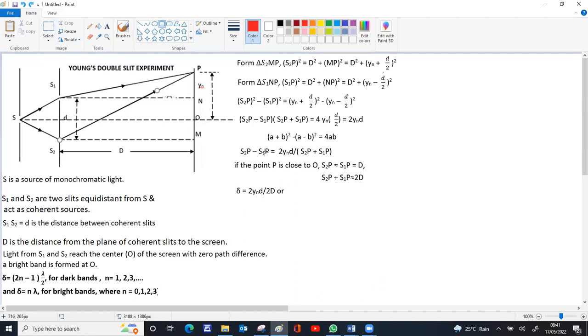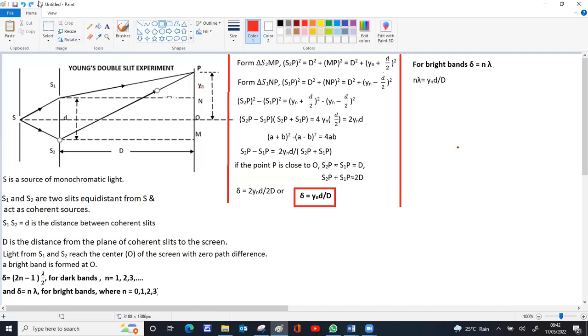Now, the path difference S2P minus S1P, which is represented as delta, is 2 y_n d divided by S2P plus S1P, which becomes 2D. The 2 will go. You get delta equal to y_n d by D. It's an important result used for the calculation between delta and y_n in the numerical scale. From that, you can find different cases for bright and dark, the path difference. If it's a bright band, the path difference will be n lambda. So you substitute delta as n lambda here. You get n lambda equal to y_n d by D. From that, get y_n. So y_n will be D n lambda by d.